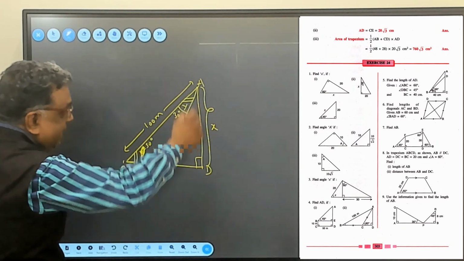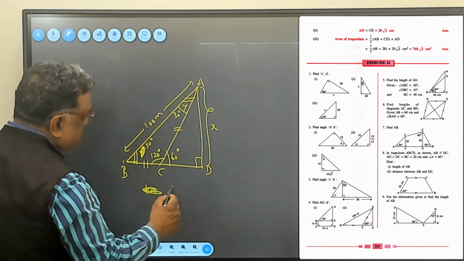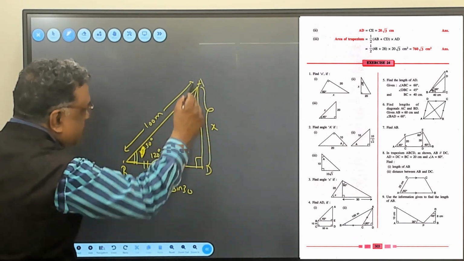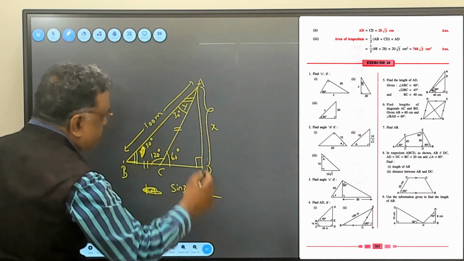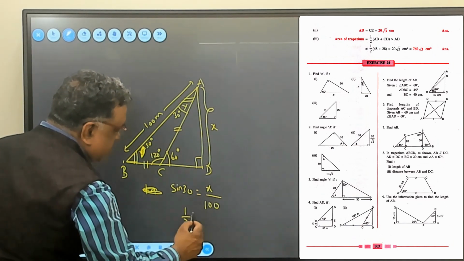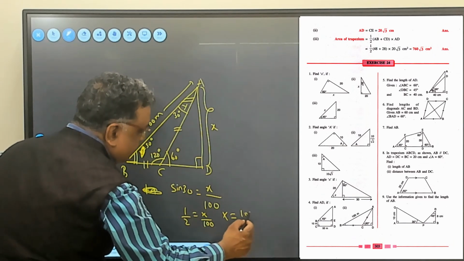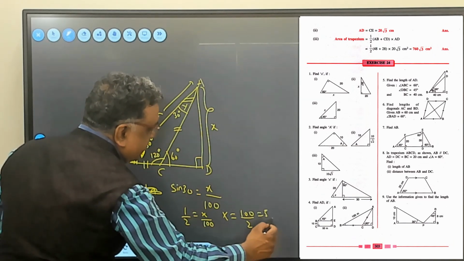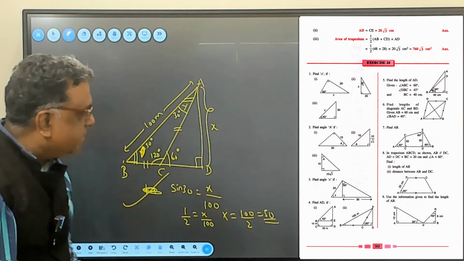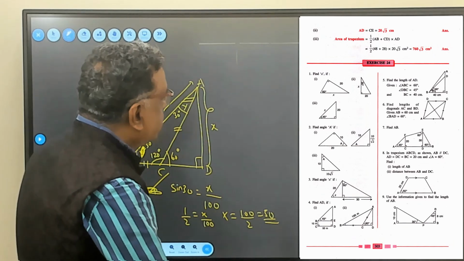Now I have to find AD. So can I use tan 30 here or sin 30 here? Sin 30 in this triangle, right angle triangle, is opposite, which is x, upon hypotenuse, which is 100. Sin 30 is half, x upon 100. So x is 100 upon 2, which is 50 units. निकल गया AD का, x is AD का then निकल गया. Let's do next. Let's do fifth one.